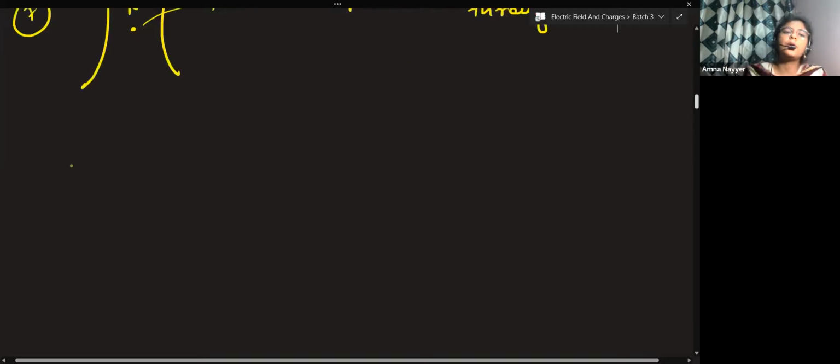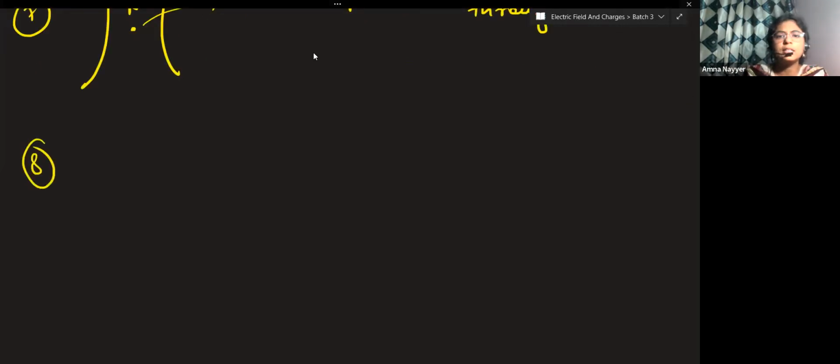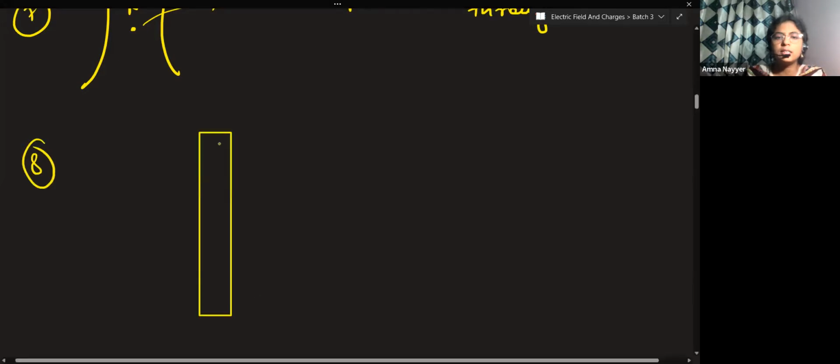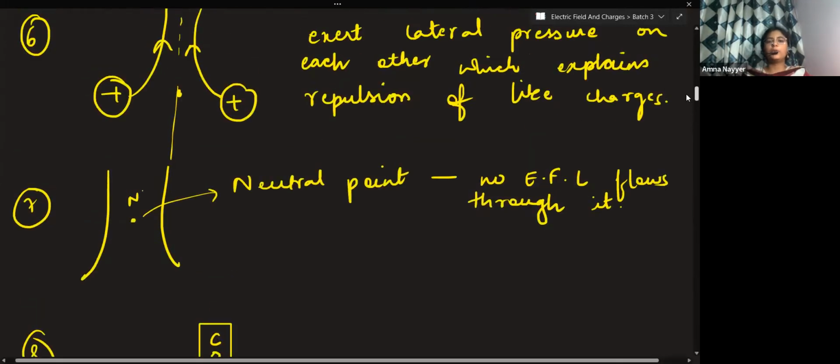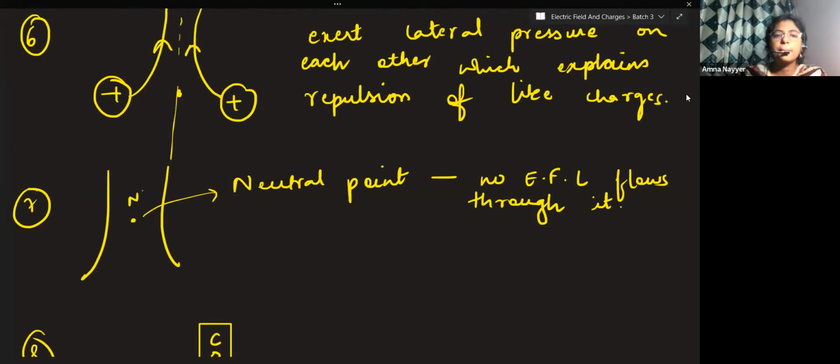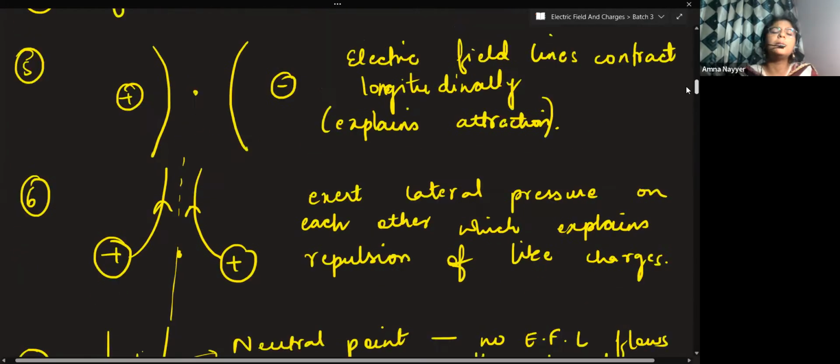The eighth property is that if you have a conductor, for example, this is a conductor. Conductors are those devices that allow... okay, the previous one, neutral point. See, what happens in case of a neutral point? Sixth point, okay, sixth point is lateral pressure. See, lateral pressure and longitudinal compression, both of these points I'll explain once again.